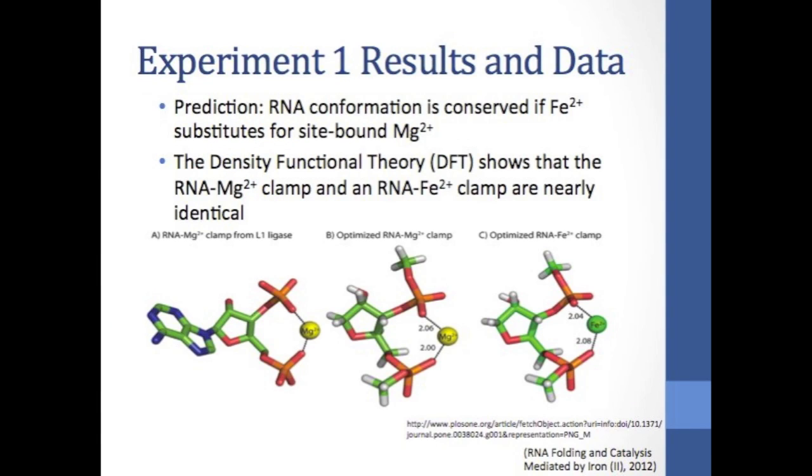Three independent experimental systems were run to observe RNA folding. For the first experiment, it's predicted that RNA conformation is conserved if iron 2+ substitutes for site-bound magnesium 2+, which is proven true in first shell RNA metal complexes. The RNA magnesium 2+ clamp and RNA iron 2+ clamp are nearly identical as determined by density functional theory, which is also DFT. There are only very subtle differences, as you can see in the picture.